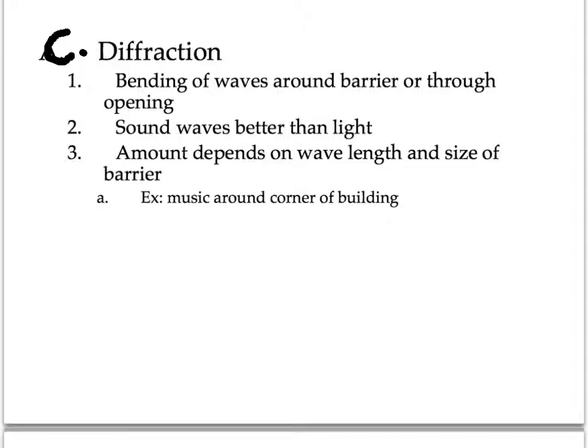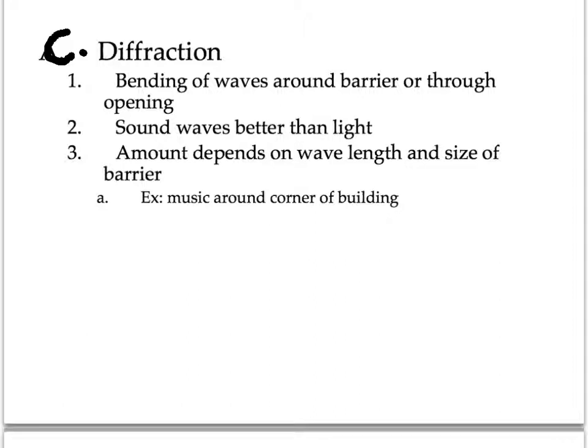The next type of wave interaction is called diffraction. And this is when waves will bend around a barrier or through an opening. For example, I could be standing in my classroom, and if the door is open, you could be out in the hall or around the corner a little bit and still hear me talking. That's because my voice is diffracting the waves produced through the opening into your ears.